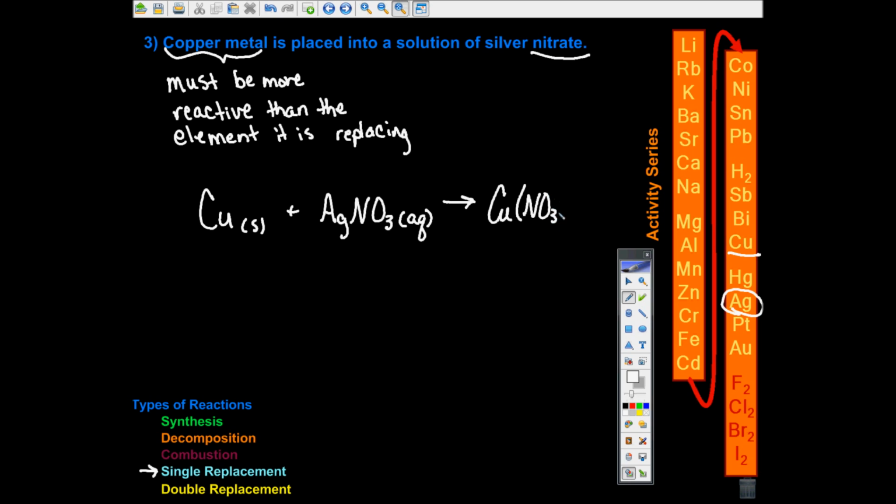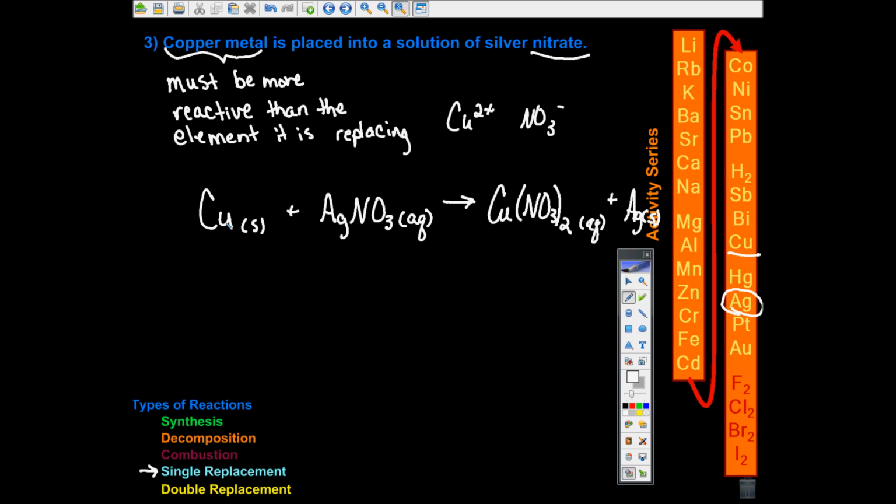So that means you're going to have a ratio of 2 of the nitrates to 1 of the copper. Copper in its highest oxidized form is +2. Nitrate is always -1. So that means I need 2 nitrates for every 1 copper. And then the symbol down here is going to be AQ. And then that's going to leave silver. And the silver by itself is going to be a solid. I don't know if you can see that. But the silver is going to precipitate out.